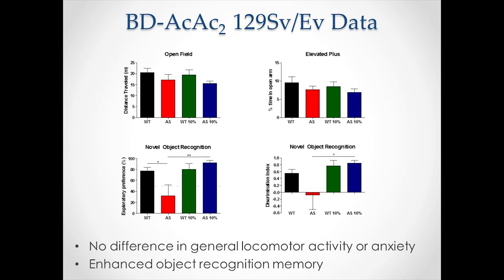So we wanted to focus on a memory task, and this was object recognition memory. A wild type animal is typically going to want to explore a novel object compared to an old object more often. And so what you see here is exploratory preference, and 50% is considered chance. So these animals here are all spending time with the novel object. So you see a deficit in exploratory preference with the AS animals with a significant improvement or increase in exploration of the novel object with the AS treated animals, suggesting enhanced object recognition memory.